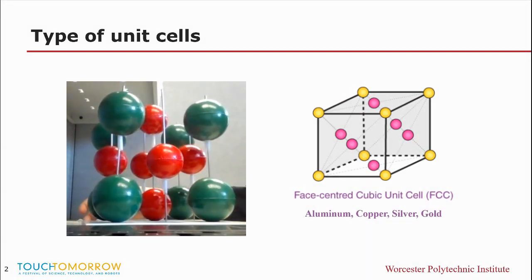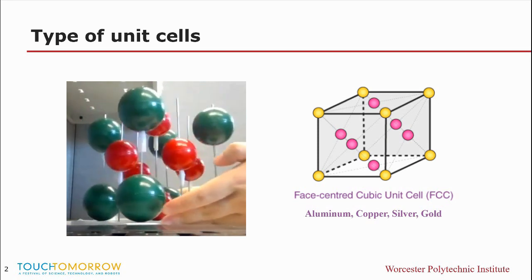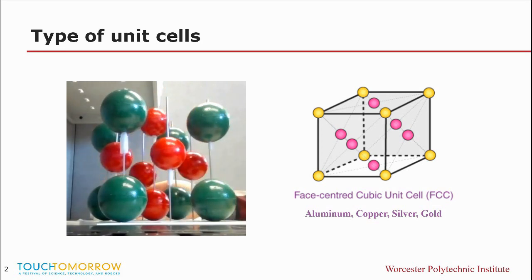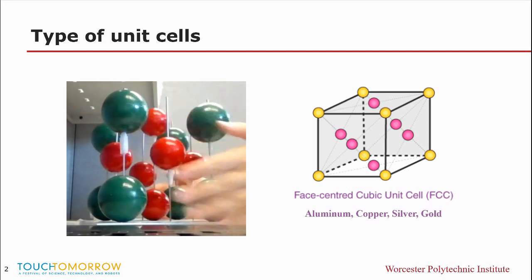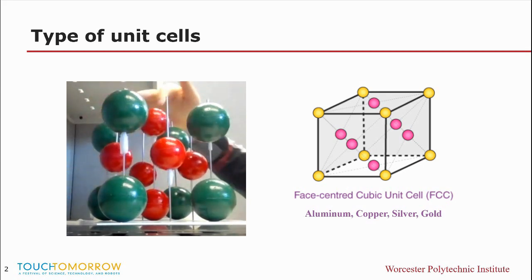So here is an example for the face center cubic. The atoms in green stand for the atoms on the corners, while the atoms in red stand for the atoms in the face centers. For example, this one is for the front face, this one is for the back face. These two are for the sides, this one is for the top, and this one for the bottom.